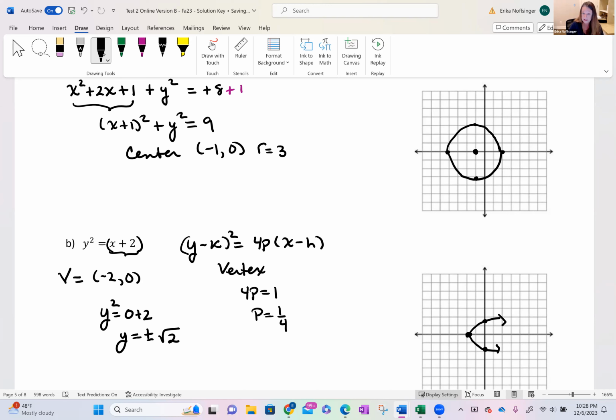My focus is 1/4, so I would add 1/4 to my x value. So -2 plus 1/4. So I have a focus at the point -1.75, 0.